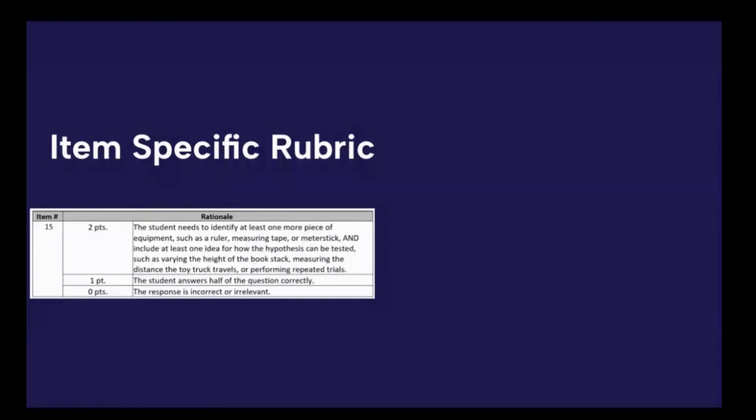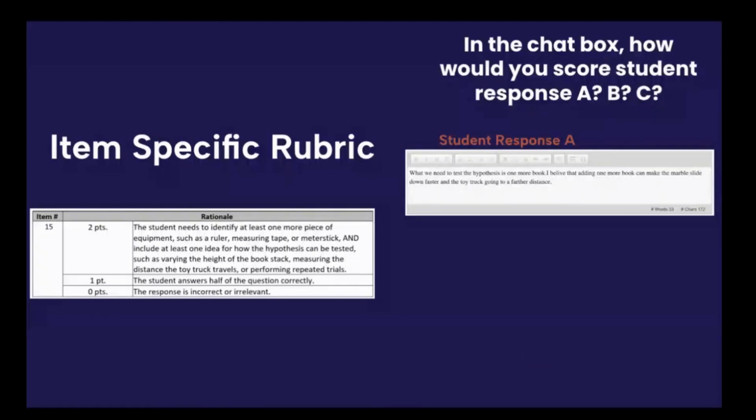Now let's take a look at some of students' responses and how TEA scored them. This is student response A. The student said, "What we need to test the hypothesis is one more book. I believe that adding one more book can make the marbles slide down faster and the toy truck going to a farther distance."